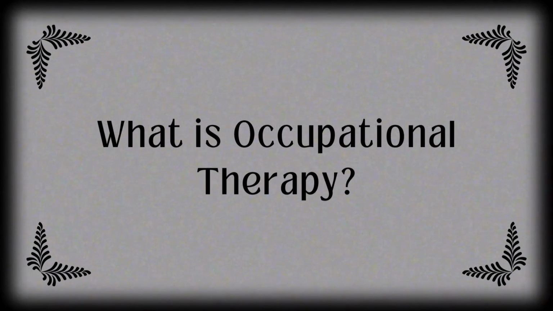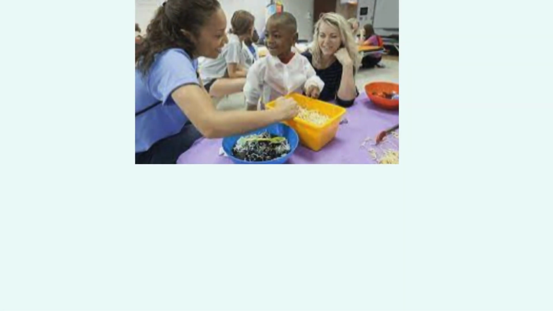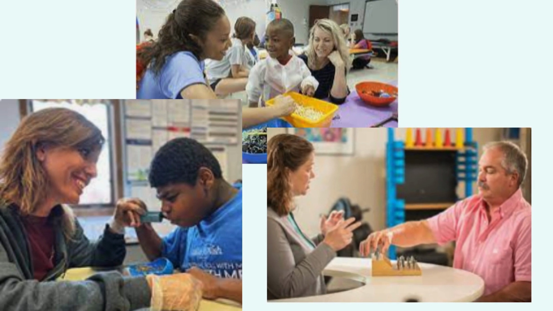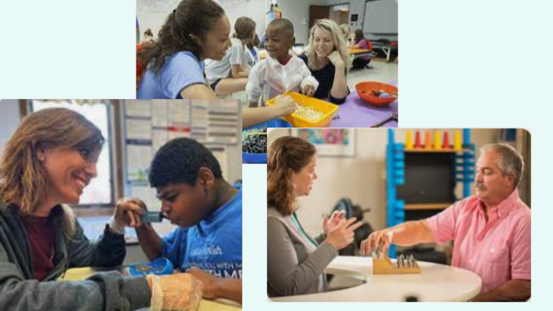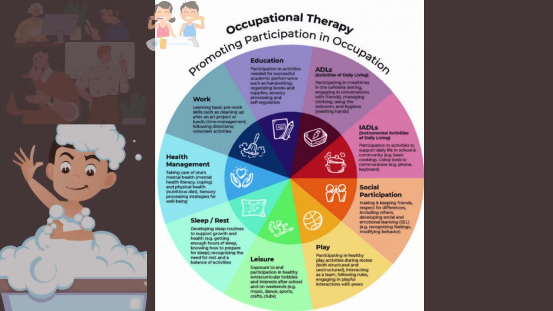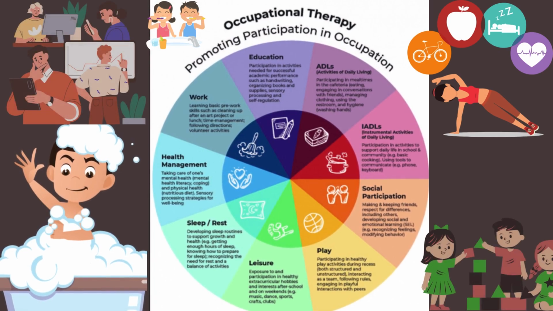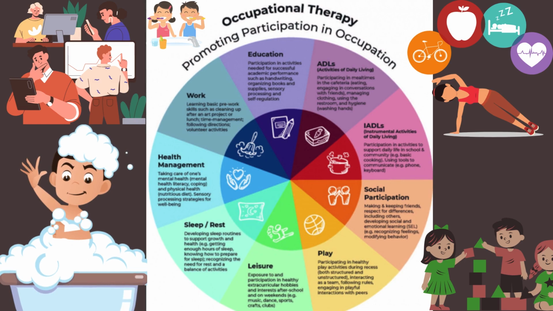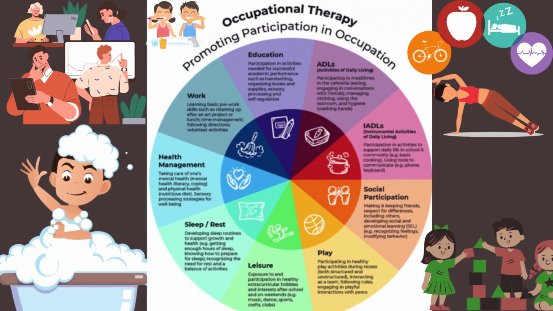What is occupational therapy? Occupational therapy is a practice that uses goal directed activity to promote independence and function. Areas of occupation are various life activities, including activities of daily living, ADLs, IADLs, education, health management, work, play, leisure, and social participation.